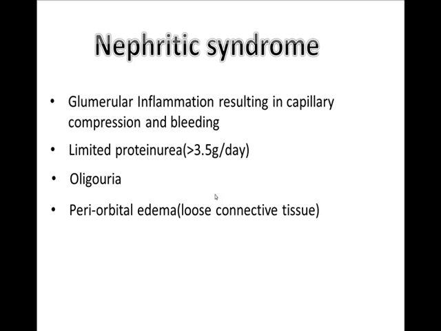And why does periorbital edema occur? Because in nephritic syndrome, this type of edema loves to accumulate in loose connective tissue, because it's easier for it to accumulate in loose connective tissue, because it's loose. Our periorbital tissue is a loose connective tissue, so it will result in periorbital edema. Hypertension. Why does hypertension occur?